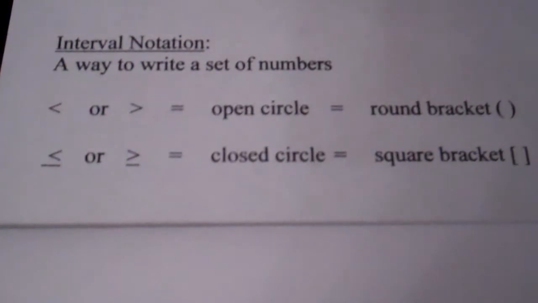If it's less than or equal to or greater than or equal to, then the endpoints are included, and we use a closed circle sometimes on the number line, and when we draw the interval notation, we're going to use a square bracket. So let me give you a couple of examples.